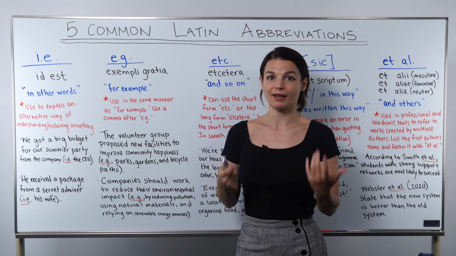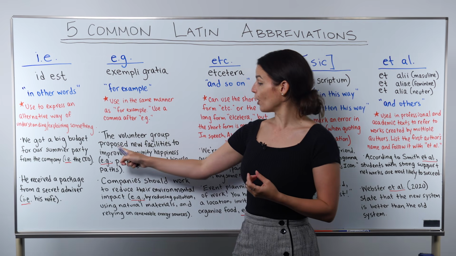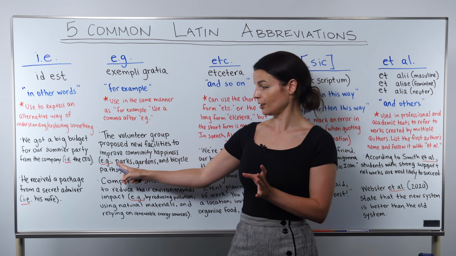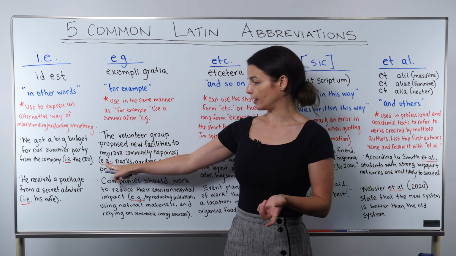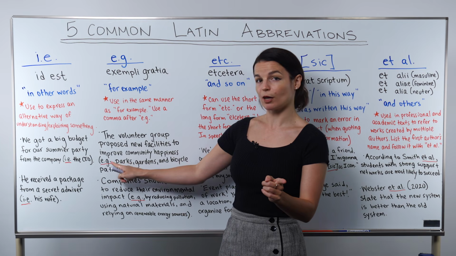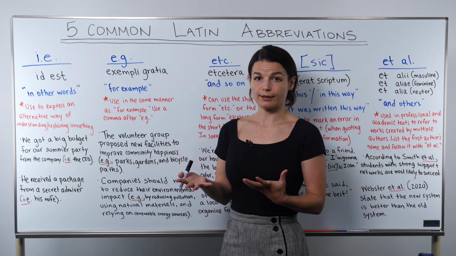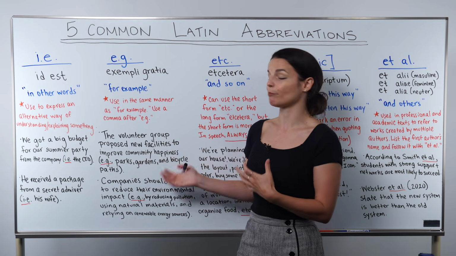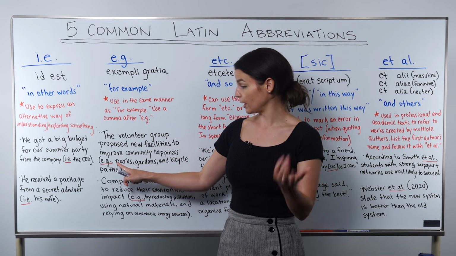So let's take a look at some examples of this, e.g., okay? First, the volunteer group proposed new facilities to improve community happiness, e.g., parks, gardens, and bicycle paths. Okay, so our e.g. is here. Remember, e.g. means "for example," so we have a comma after it. So you could replace e.g. with "for example" and the sentence meaning would stay the same, yeah? For example, parks, gardens, and bicycle paths, right? So we use this in exactly the same way as we use "for example."